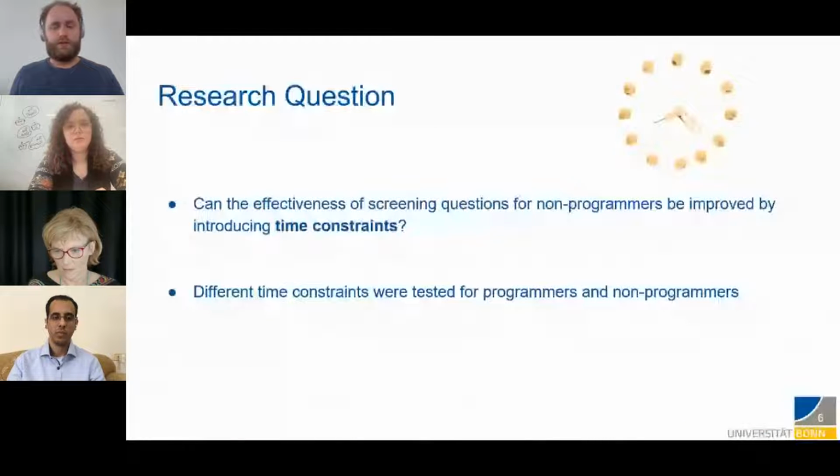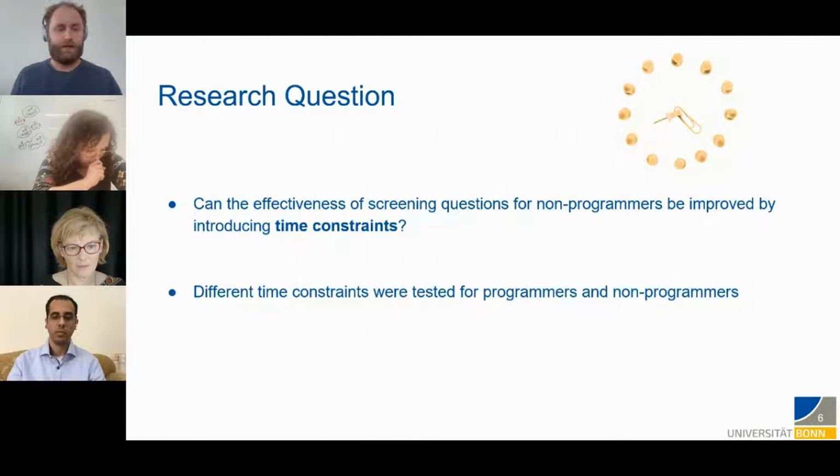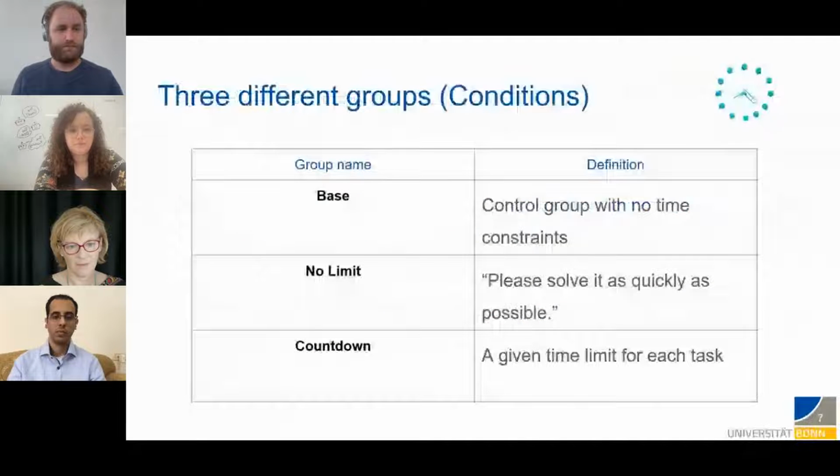So we already developed some screeners in the first paper, and however found that the most reliable screeners were also the ones that took the most time. So we investigated the following research question: can the effectiveness of screening questions for non-programmers be improved by inducing time constraints? And for this, we tested different time constraints with programmers and also non-programmers.